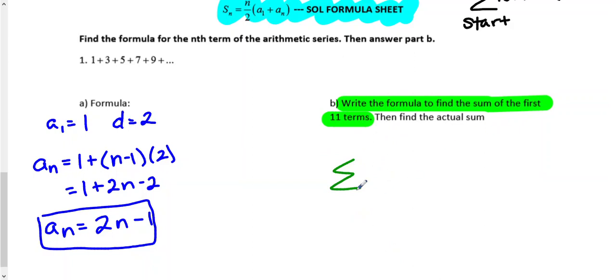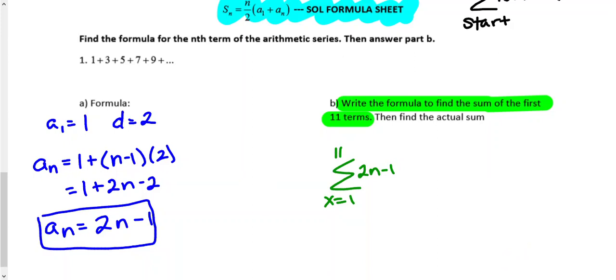Crazy E. So at the bottom, what am I starting with? If it's the first 11, I need to start with x equaling 1. And I'm ending with the 11th term. The formula goes next to it, which we just found in part A. So 2n minus 1.